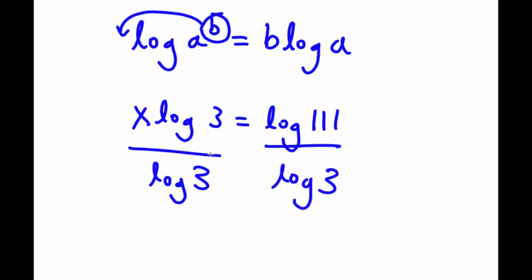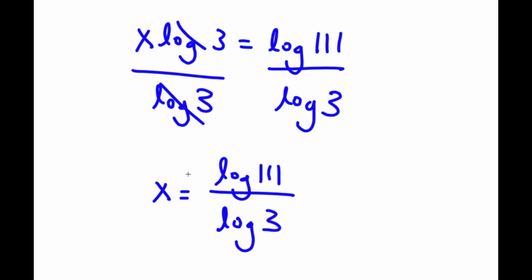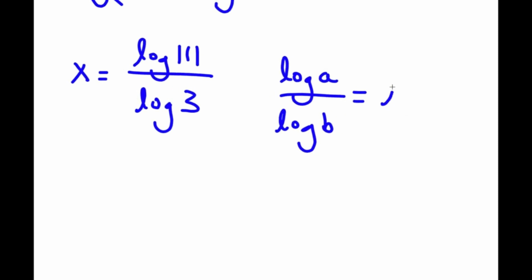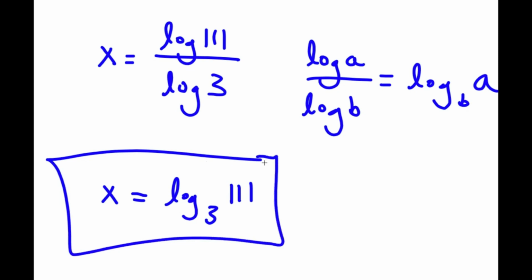So then for my left-hand side, these two log 3's simply cancel out, and I'll be left with x is equal to log 111 over log 3. Now, if I have something in the form log a over log b, this is simply equal to log base b of a. So in this case, I have log 111 over log 3, and I can write this as log base 3 of 111. So this is my answer.